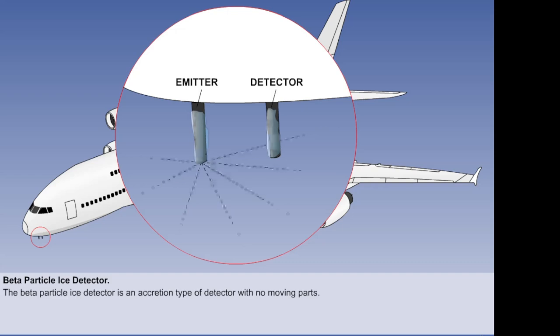Beta particles are absorbed by ice, so that, in icing conditions, fewer particles are sensed by the detector. At a certain beta particle count rate, corresponding to approximately 0.4 mm of ice, a relay in the detector probe will operate, causing a warning on the flight deck.